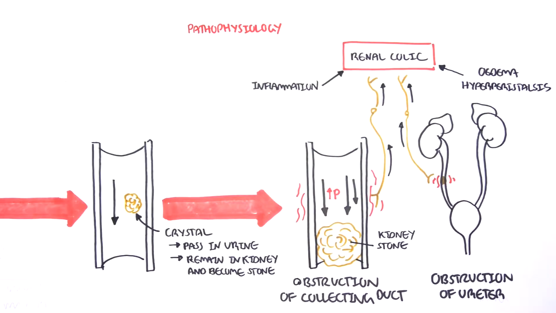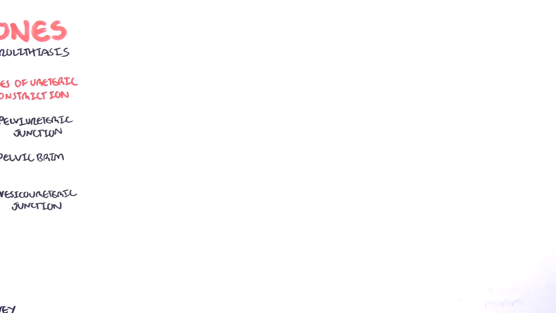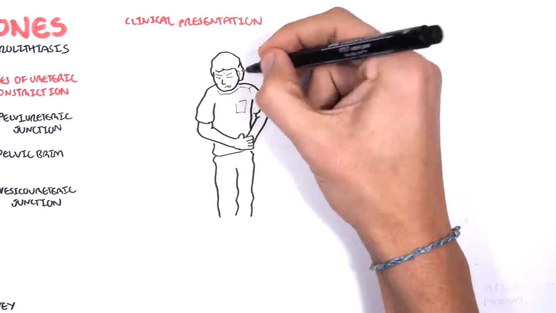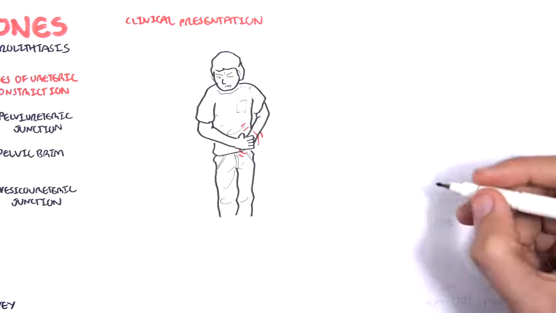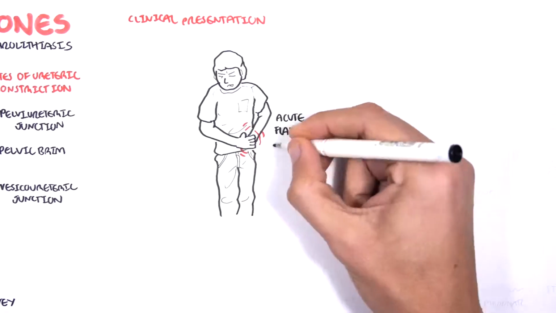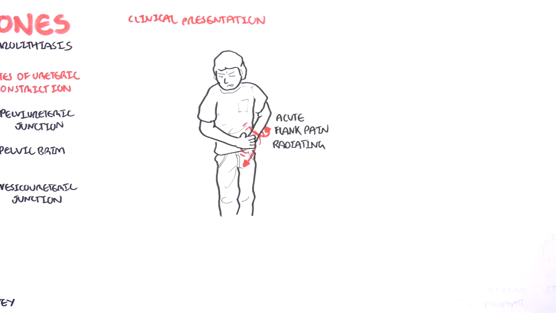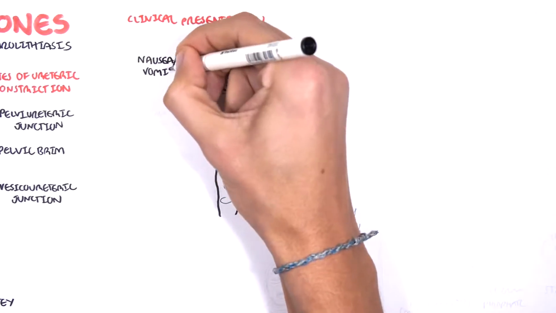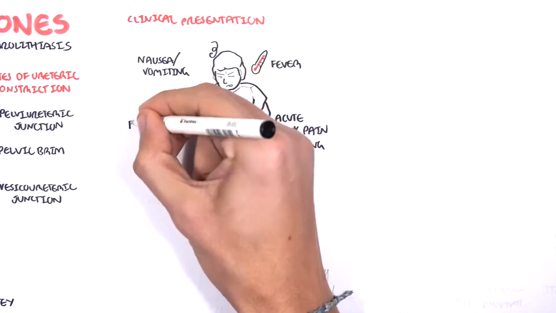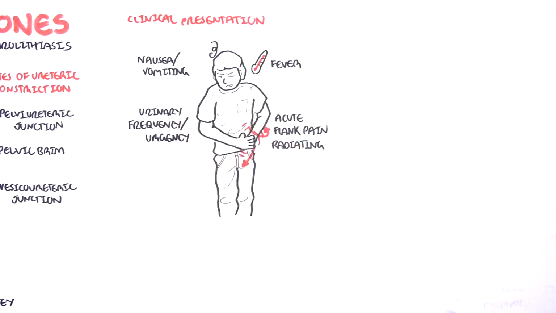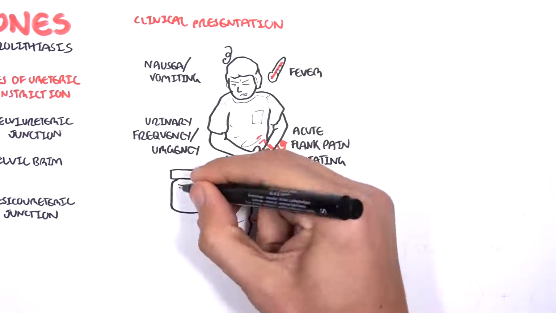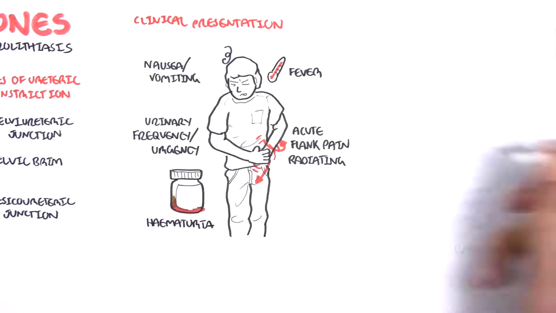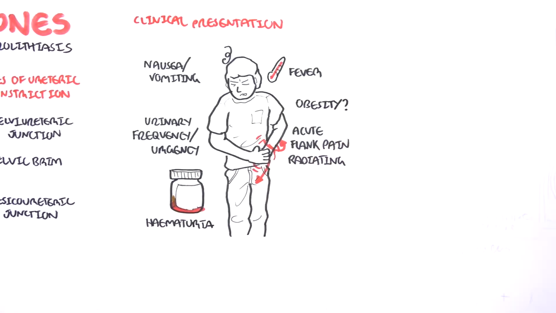And so, with this in mind, the clinical presentation of kidney stones can include acute flank pain, which can radiate to the back or towards the groin and the flanks. There can be associated fever because of the inflammation, and nausea and vomiting. There can also be urinary frequency and urgency, hematuria. The person may present as obese.